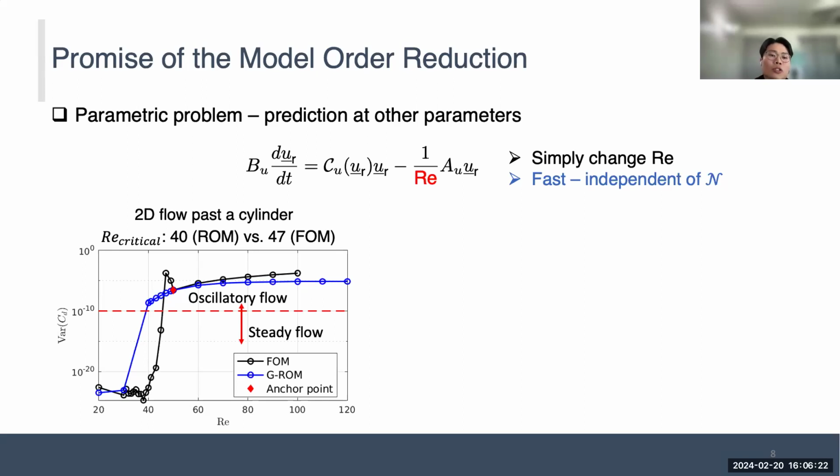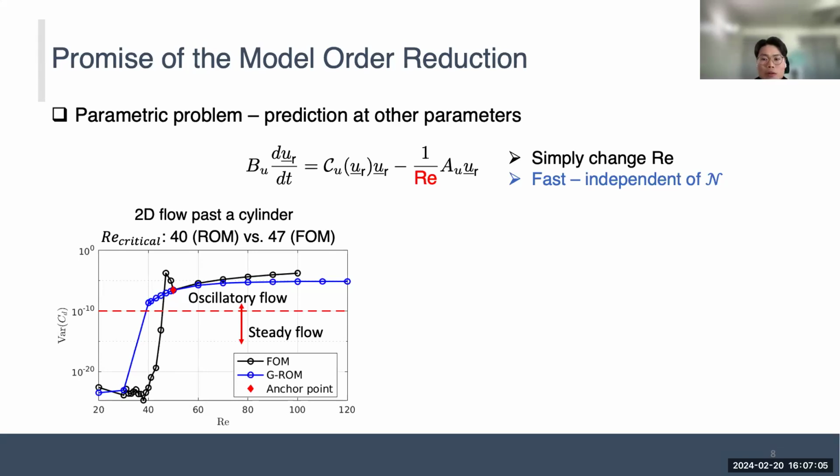The first example I'm showing is, again, 2D flow past a cylinder, where we monitor the variance of the drag coefficient and use that as a criterion to determine the critical Reynolds number. So we want to use the reduced order model to estimate the critical Reynolds number. For variance larger than 10 to the minus 10, we identify the flow as oscillatory, and below that it is steady flow. With the forward model, shown in the black curve here, we ran through Reynolds numbers from 20 to 100, and we found the critical Reynolds number estimated by the forward model is about 47.